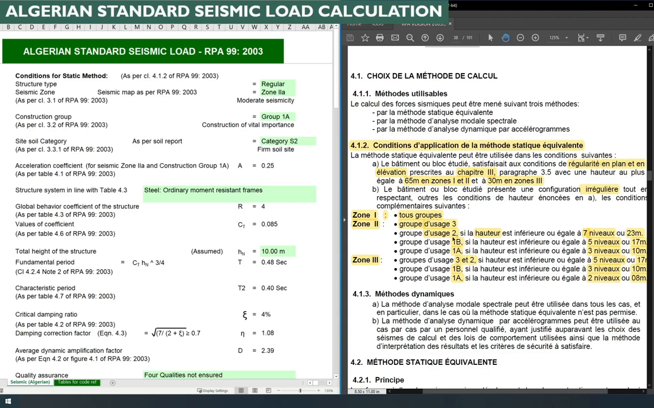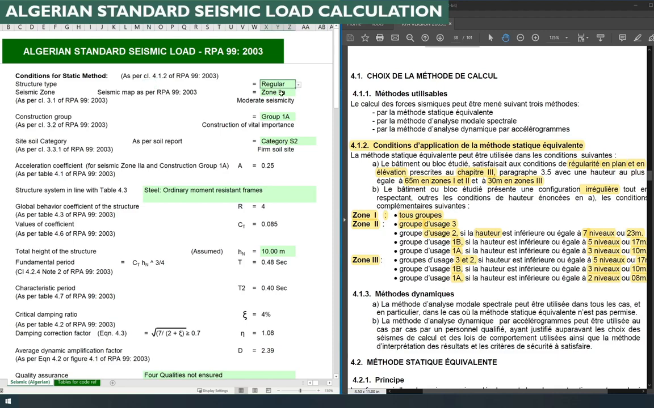For group 2, buildings which have up to 7 story or up to 23 meter. Again, in group 1B, up to 5 story and up to 17 meter. Group 1A, up to 3 story or up to 10 meter. For seismic zone 3, either group 3 or 2, up to 5 story and 17 meter. Group 1B, 3 story and 10 meter. Group 1A, 2 story and up to 8 meter. So these are the criteria to go for the static method.